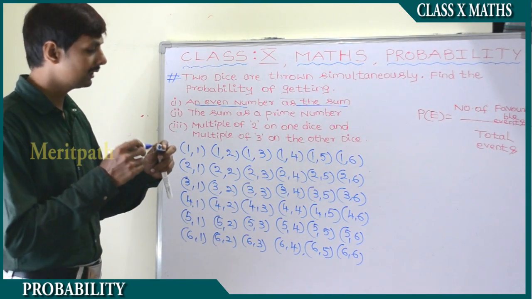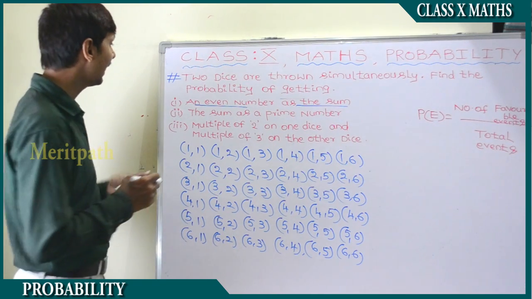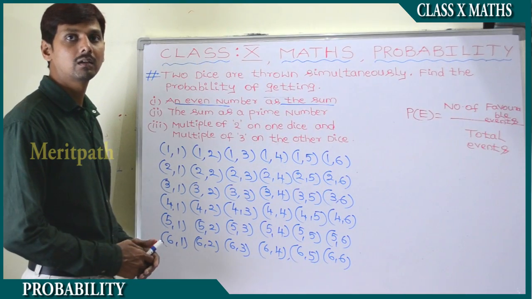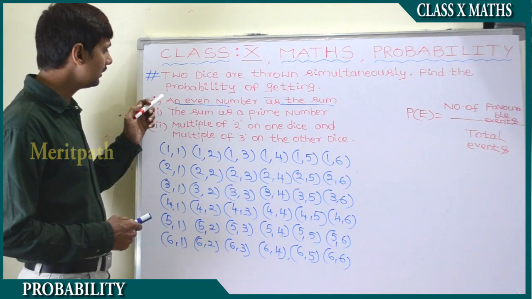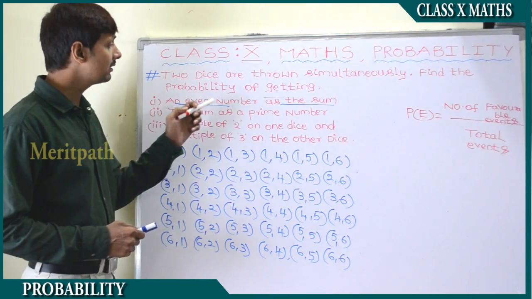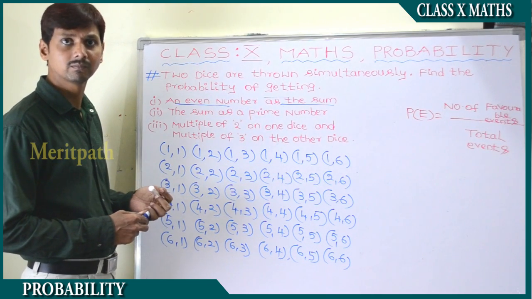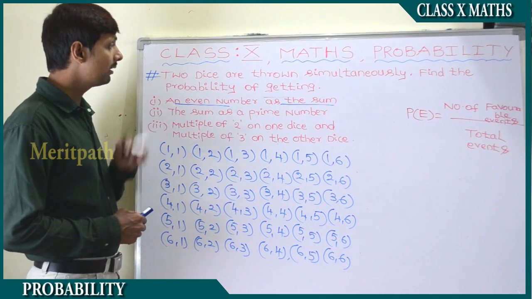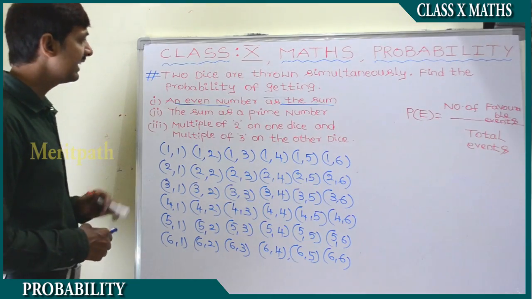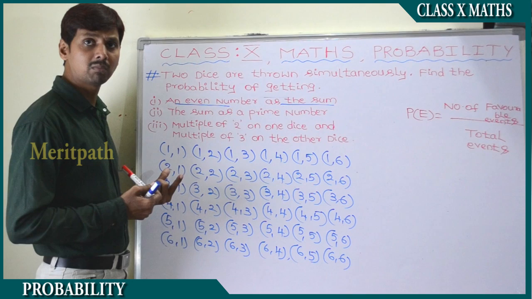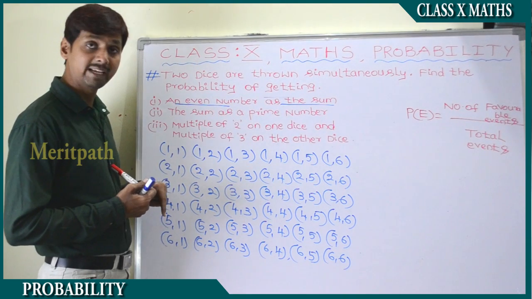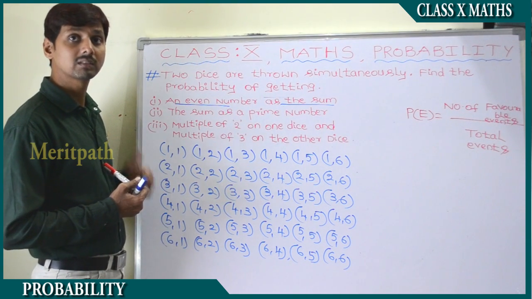Let's start with the question. It's given that in these 36 events, we need to find the first one: an even number as a sum. So we need to get an even number as a sum, including both the dice.